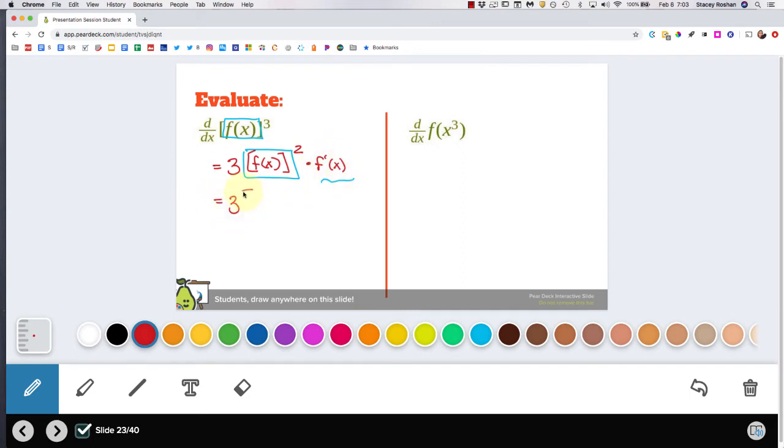I'll just rewrite it. Versus in this one, my baby is the x cubed. I'm doing f of x cubed. The derivative of f of box is f prime of box times the derivative of the box. So leave the baby inside. f prime of x cubed times the derivative of x cubed, which is 3x squared. So see the difference between those two?